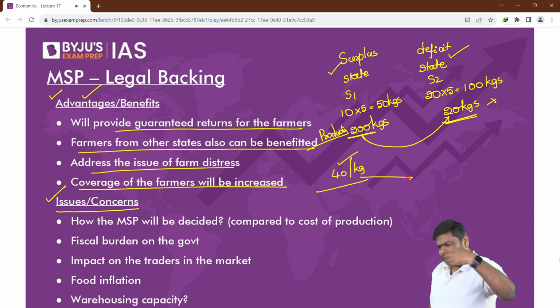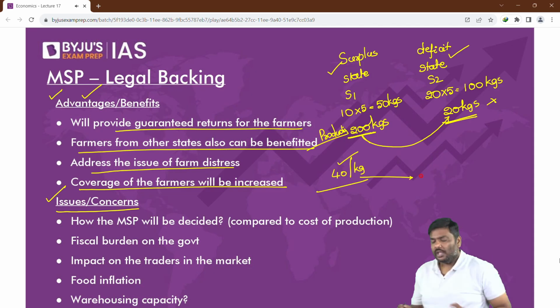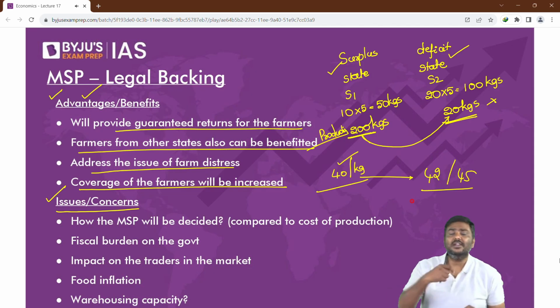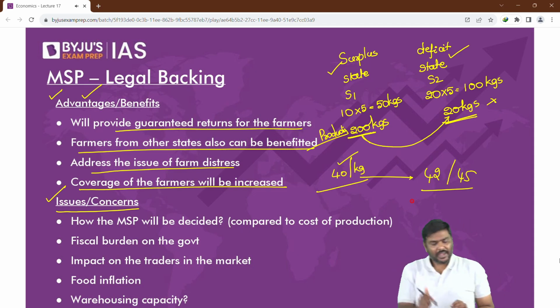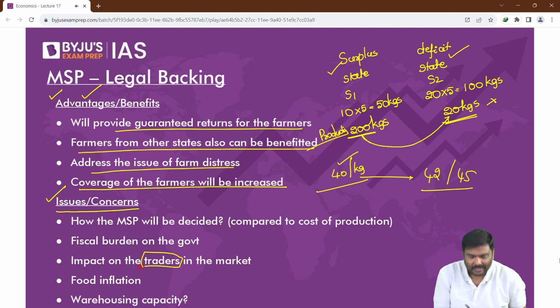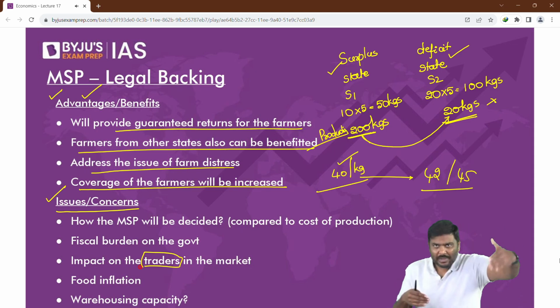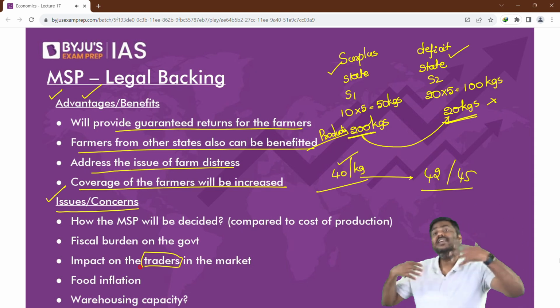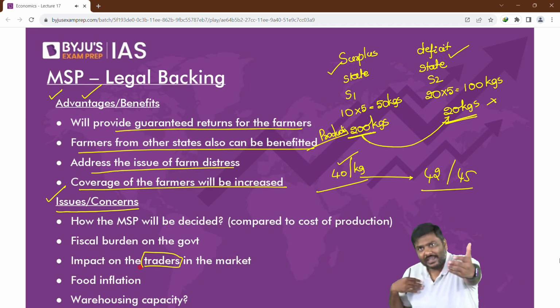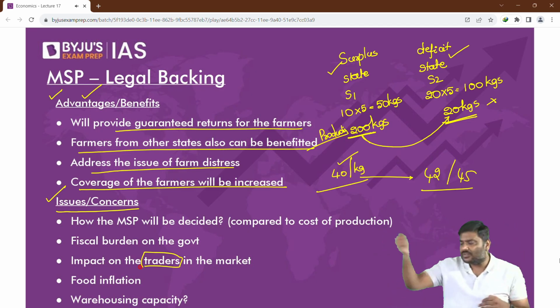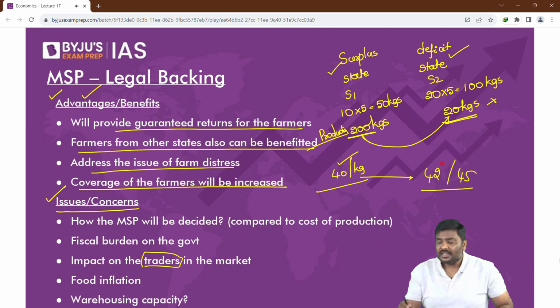Think of it. If government says any crop under MSP, don't worry, bring it to me, I will give you 40. Will you sell it at less than 40 to anybody else in the market? No. You will sell it at 42. You will sell it at 45. You will sell it at 46. Which means the traders in the market. Trader means middleman. Middleman who will purchase from the farmers, sell it to us. Sell it to me. Sell it to you. Sell it to your relatives.